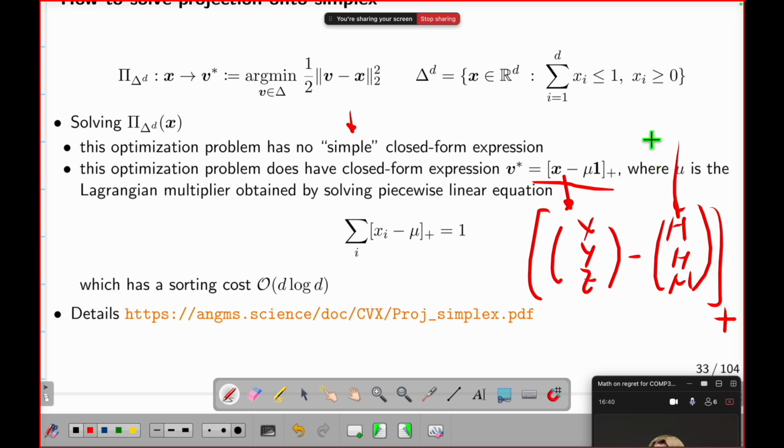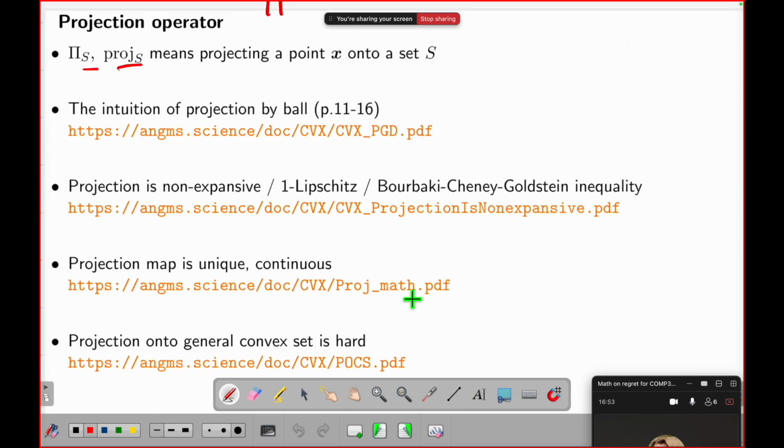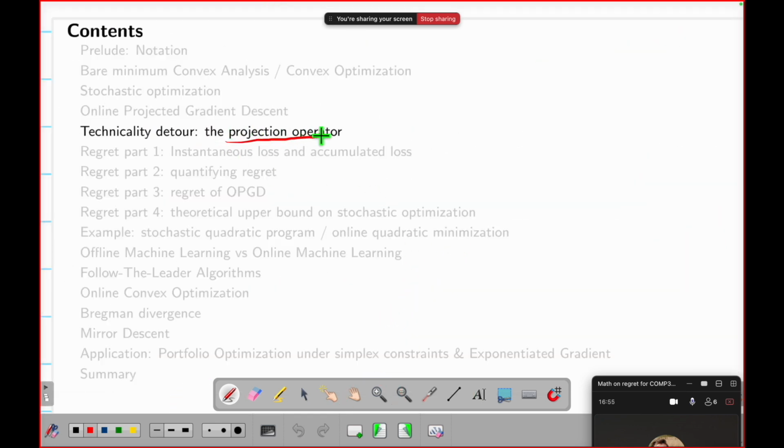Then what the heck is this mu? What the heck is this mu? This mu has to be the mu such that this is true. What the heck? I'm now going to explain this. So let me recap, where are we? I'm now going to talk about the technical detail on the projection operator.